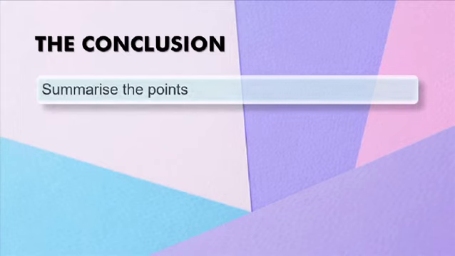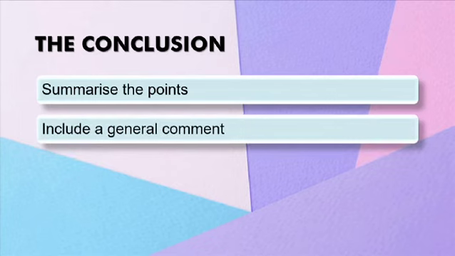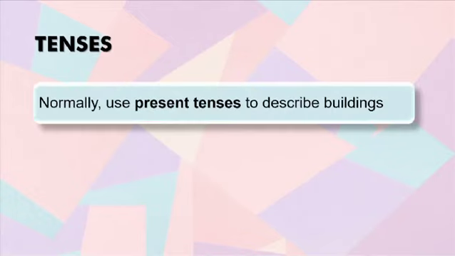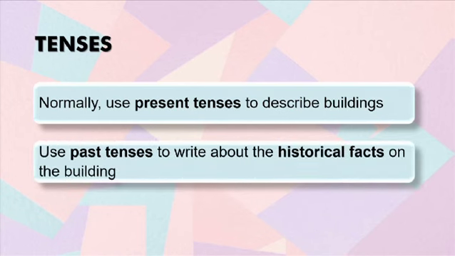Conclude by summarizing the points and include a general comment. Or say how you feel. What is your general opinion of the building? How do you feel about the building? Note that you normally use present tenses to describe buildings. However, you may use past tenses to write about the historical facts on the building.